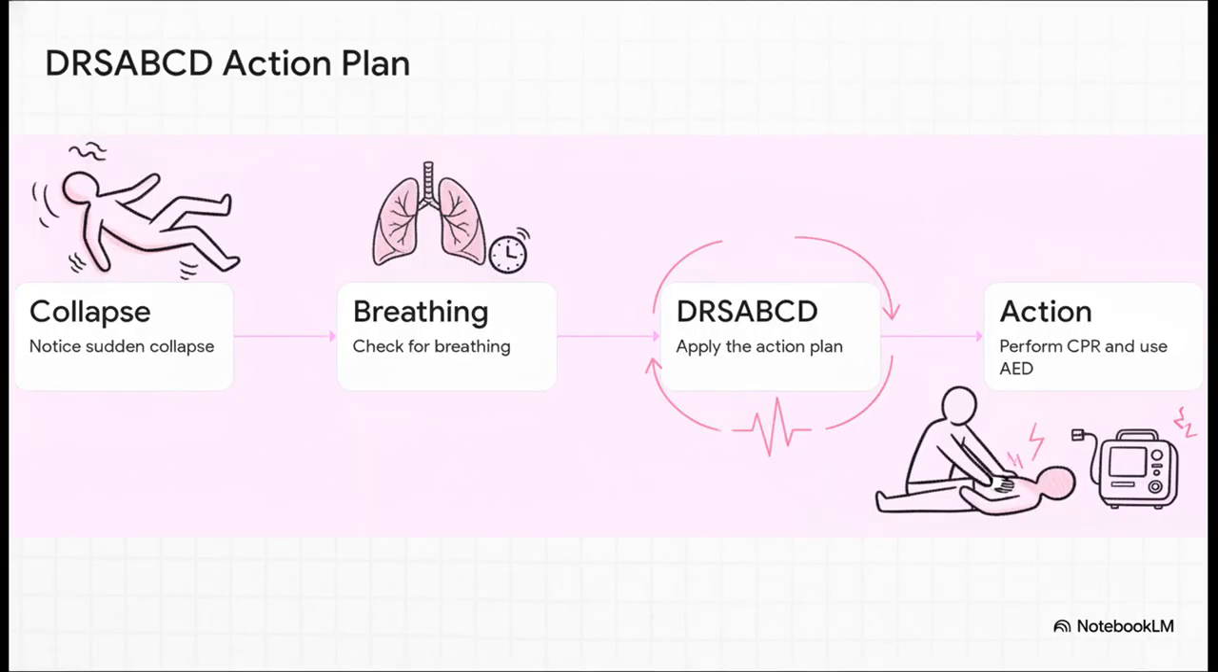So, if you ever find yourself in that terrifying situation where someone has suddenly collapsed, executing the DRSABCD action plan step by step is absolutely vital. First, you notice the collapse and immediately check for breathing. Then, you kick off the DRSABCD protocol. This is a brilliant linear sequence designed to do one thing: help you bypass the panic. It keeps you calm and guides you straight through to performing CPR and using an AED. It's literally a step-by-step guide to saving a life.